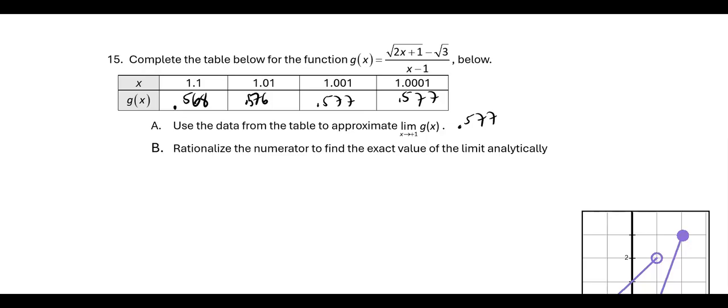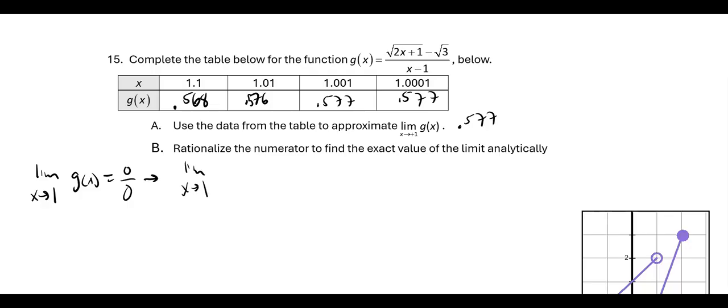Rationalize the numerator to find the exact value analytically of the limit. So you have the limit as x goes to 1. If you plug in 1, you get 0 at the bottom, and at the top you end up with the square root of 3 minus the square root of 3, which is 0. So it's 0 over 0. We don't want that. We had to do that just to show it's indeterminate, which is what led us to our next steps.